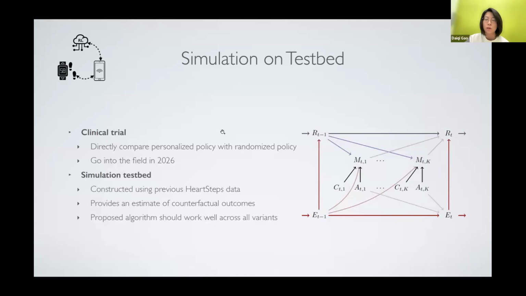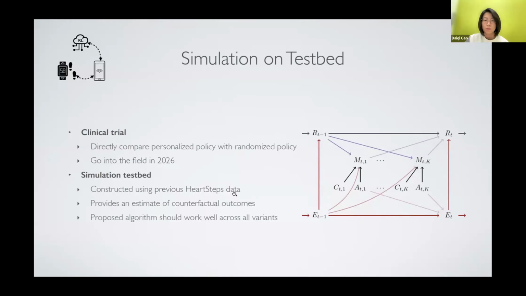In the end, in the clinical trial, we will compare the personalized policy learned online with a randomized policy, which always sends an intervention with a fixed probability. And this trial will go into the field next year. But before that, we need to verify that our proposed algorithm is working as expected on a simulation testbed. This simulation testbed is constructed using previous HeartSteps data based on the causal model in this DAG. And it provides an estimate of counterfactual outcomes. So we will be able to evaluate the cumulative rewards for a policy that might be different from the policy used to collect the previous data.